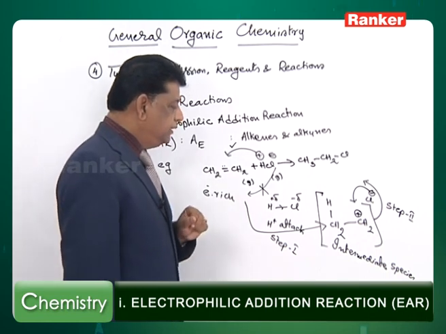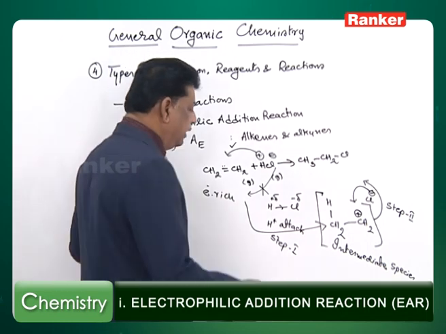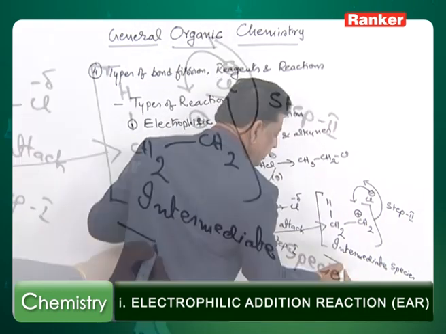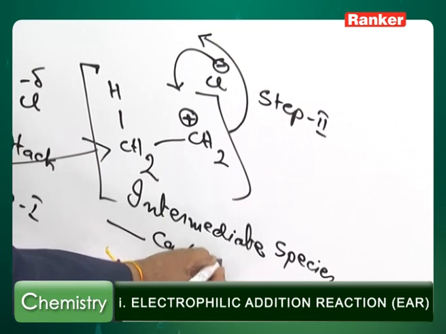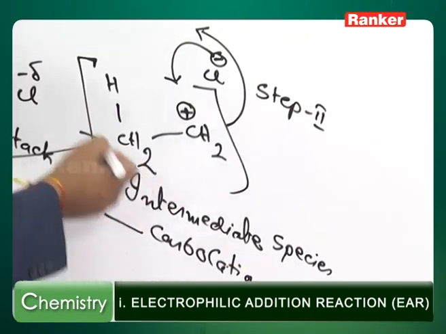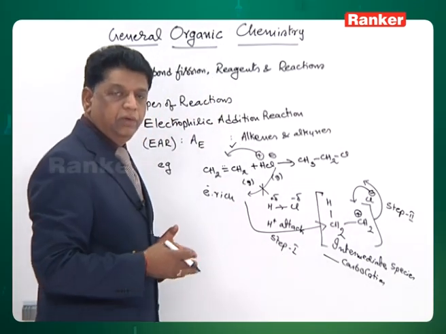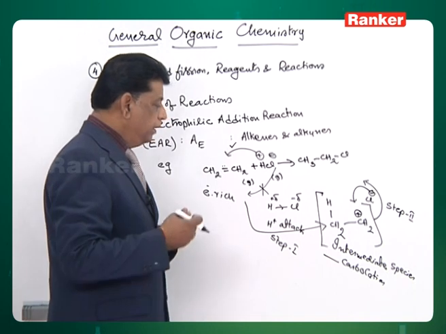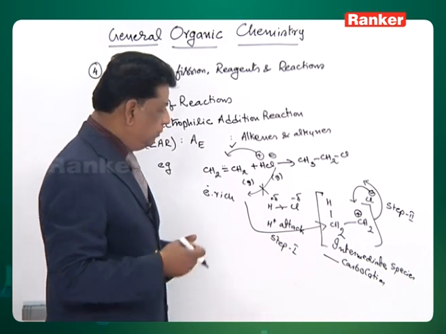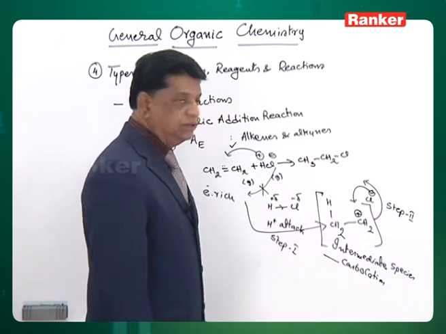Specifically, this intermediate species has a plus charge on the carbon, therefore I call it a carbocation. Now, in this case, this is the ethyl carbocation. If I take propene, you get the propyl carbocation, butyl carbocation and so on. Some carbocation is formed on which Cl minus will attack.